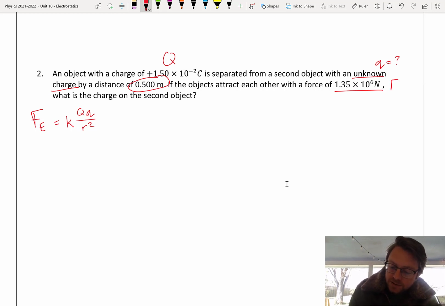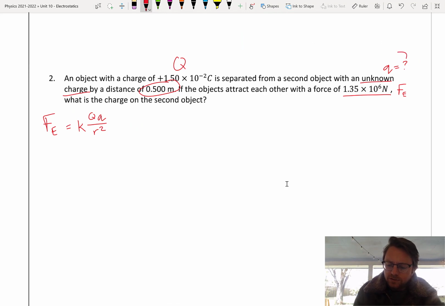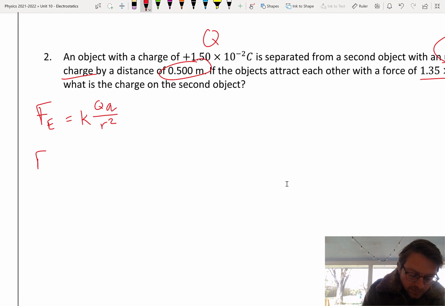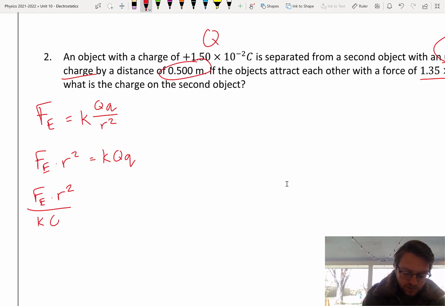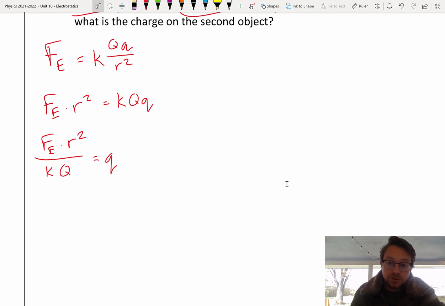So there our force F, the electrostatic force, is that guy. We've got Coulomb's law again over here. If we want to find out what this unknown little q is, we're going to isolate that little q first. So I'm going to multiply both sides by r squared. I got k big Q little q. And then I want little q by itself, so I'll divide both sides by k and by big Q. So we've isolated little q. We're good to go to substitute.